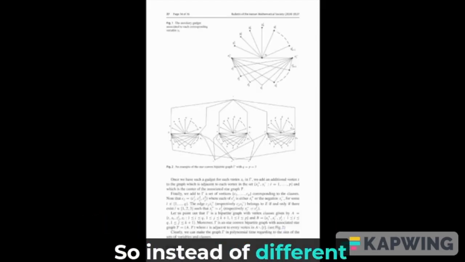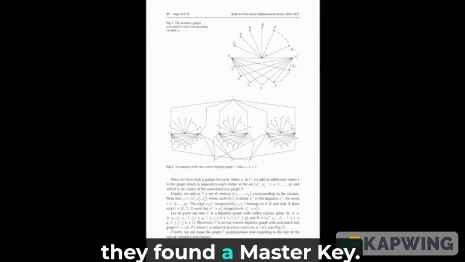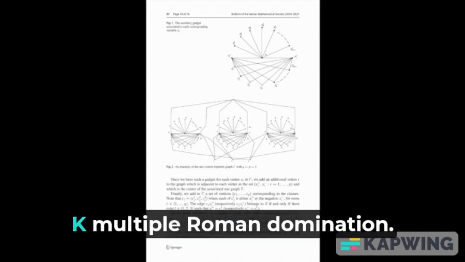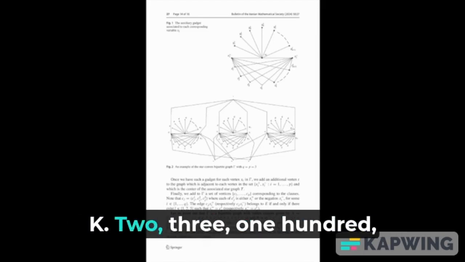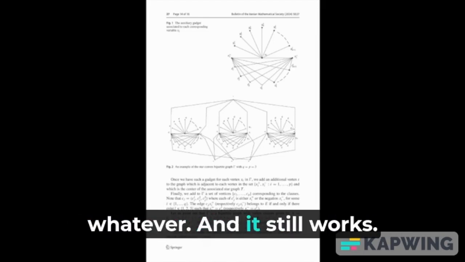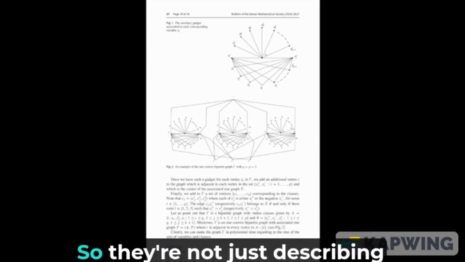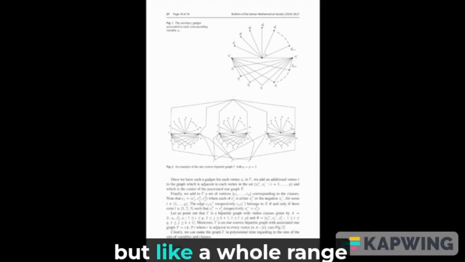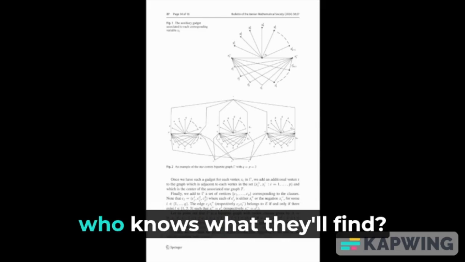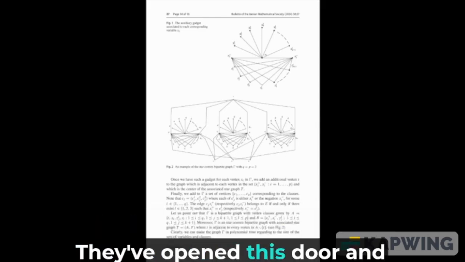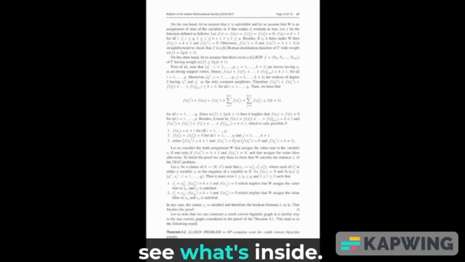So instead of different rules for each level, they found a master key. That's a great way to put it. This k-multiple Roman domination, you can plug in any number for k, 2, 3, 100, whatever, and it still works. Wow, that's really elegant. So they're not just describing a few strategies, but a whole range of possibilities. Exactly. And this is really just the start. Other researchers can use this now. Who knows what they'll find? Like they've opened this door, and we're just starting to see what's inside.